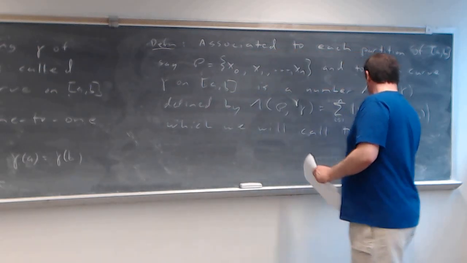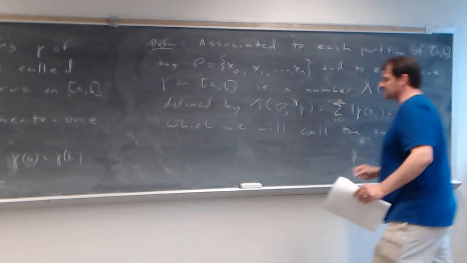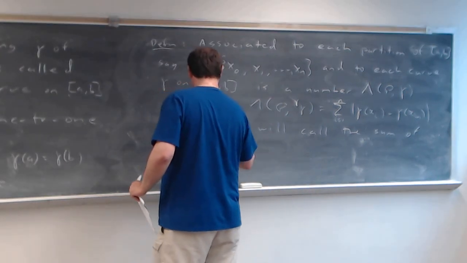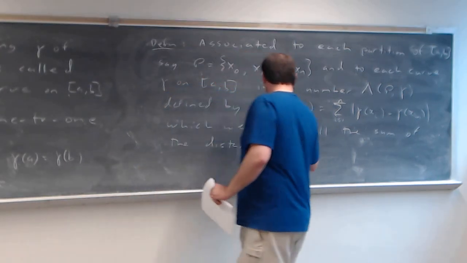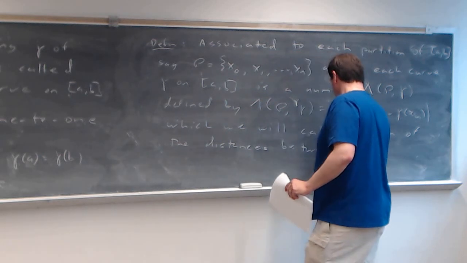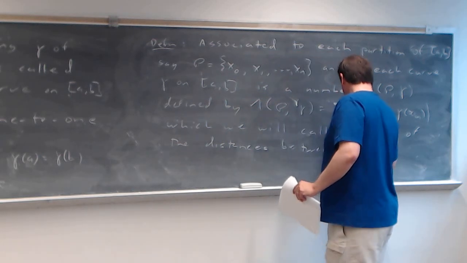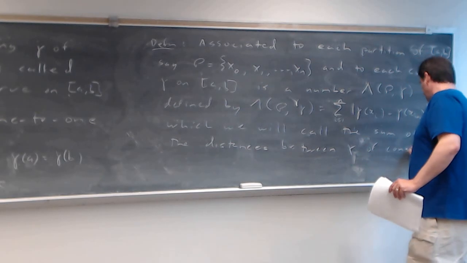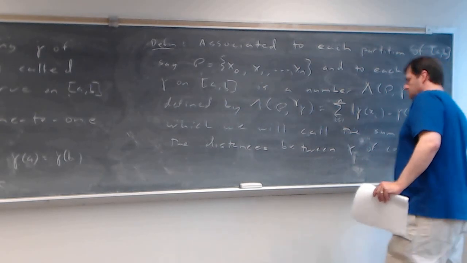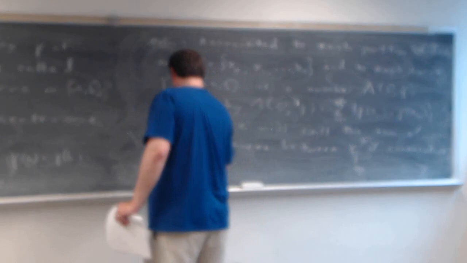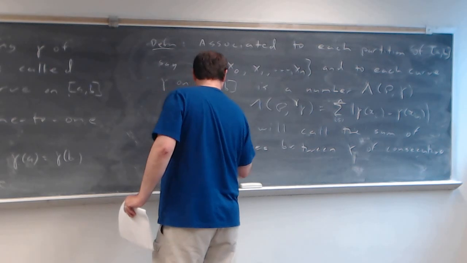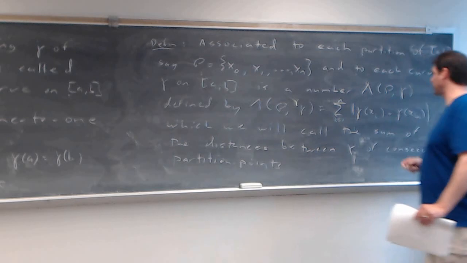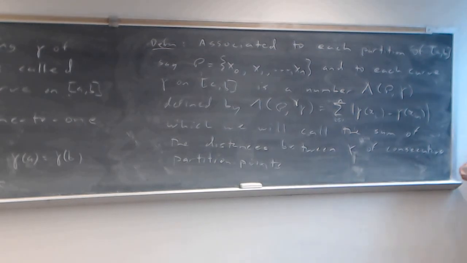the sum of the distances between gamma of consecutive partition points. I might have said the absolute value here. Really, this is the norm, so that needs to be corrected.